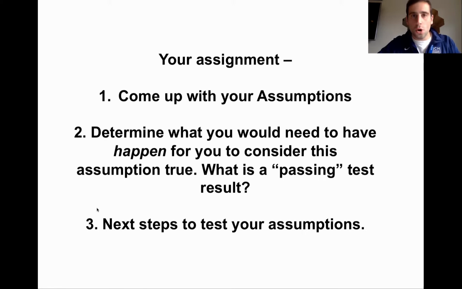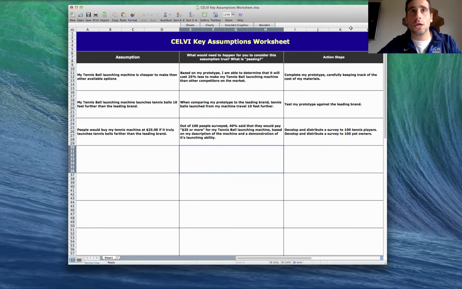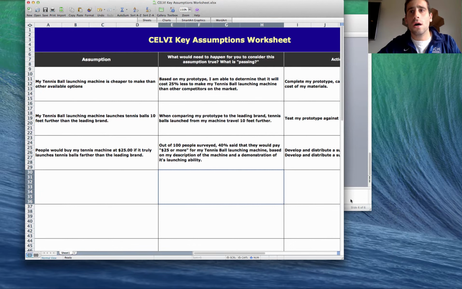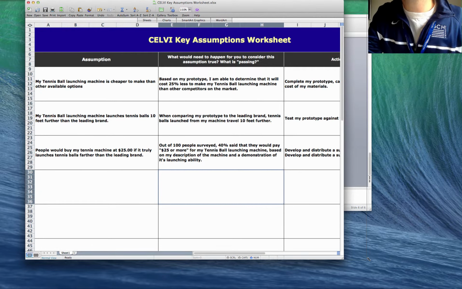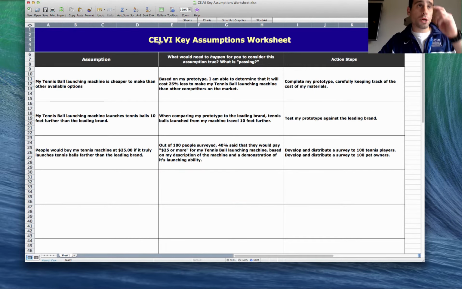So let me show you the worksheet we're going to be working with this week. And as an example for this worksheet, I'm going to tell you about my brand new invention, which is a tennis ball launching machine. Okay? So this is the worksheet we're going to be working with this week. And these answers to these questions are really just placeholders. They're examples for me to show you guys. Okay? So this is the key assumptions worksheet.